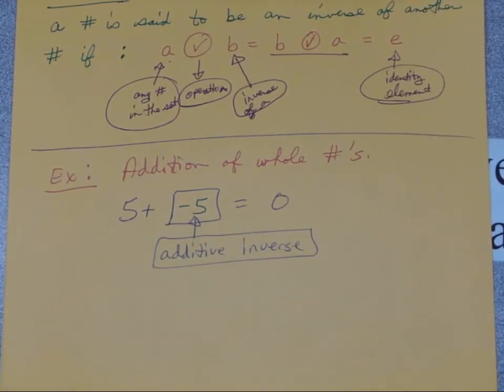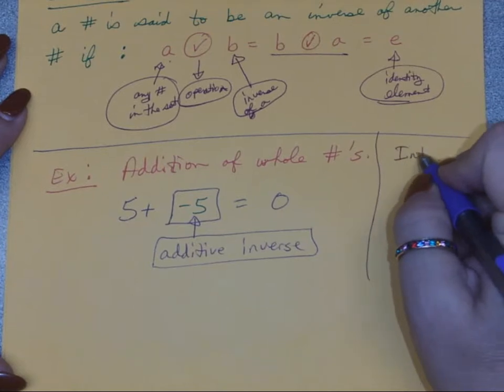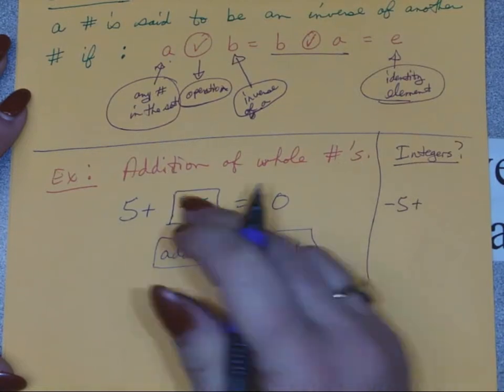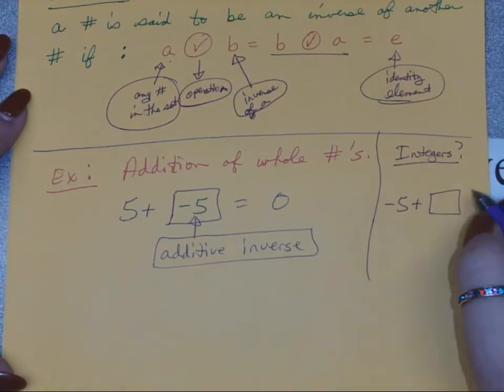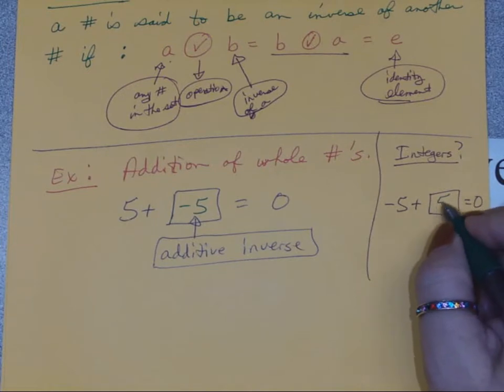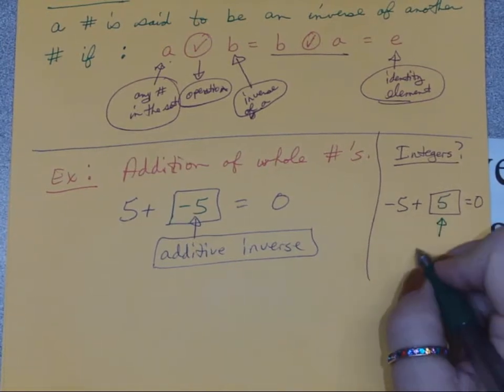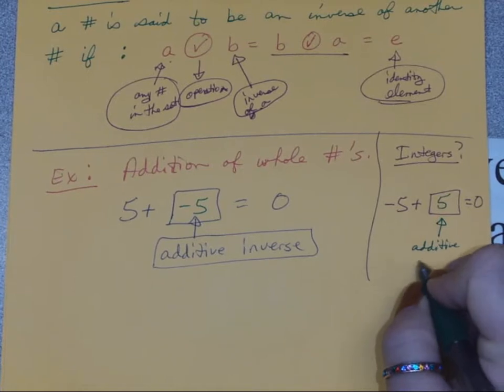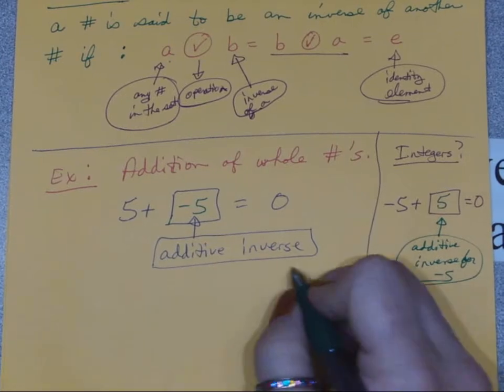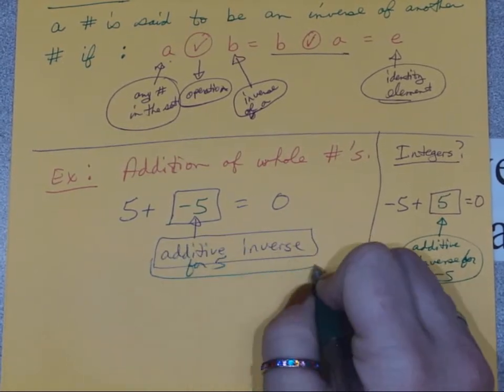Okay. So that's if I was in whole numbers. What if I was in integers? Well, I would have started maybe with -5. My starting number would have been -5. I'm still adding, because that's the operation I said. And I would want to add something to it that would give it 0. Well, what would I add to -5 to give it 0? Well, a 5, right? Okay. So this number would be the additive inverse for -5. That was the additive inverse for a +5, right?